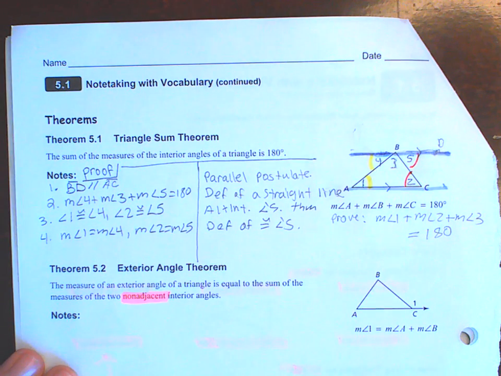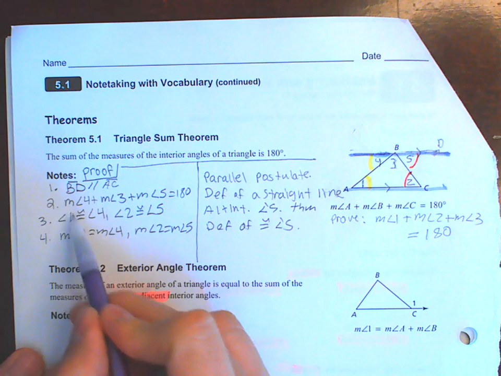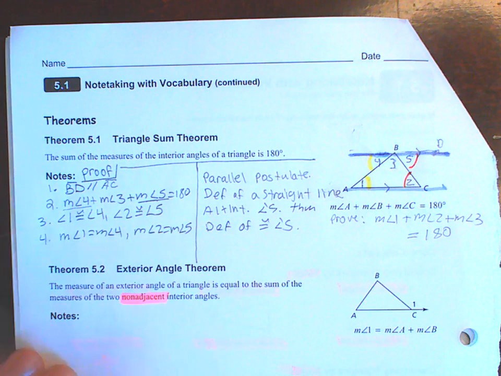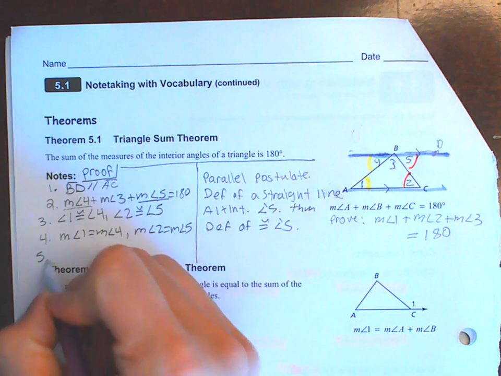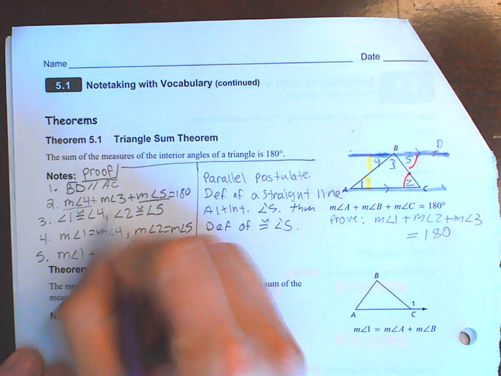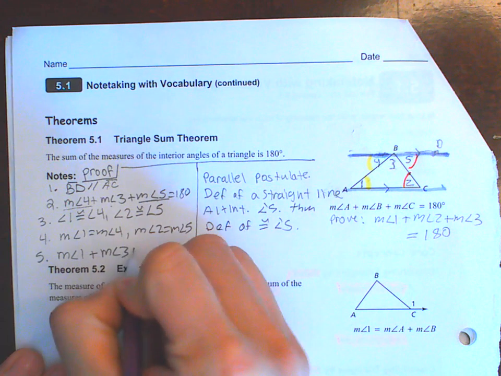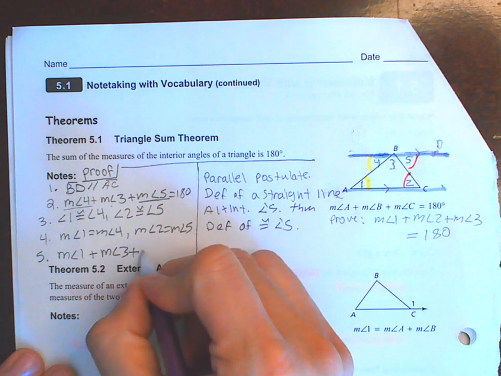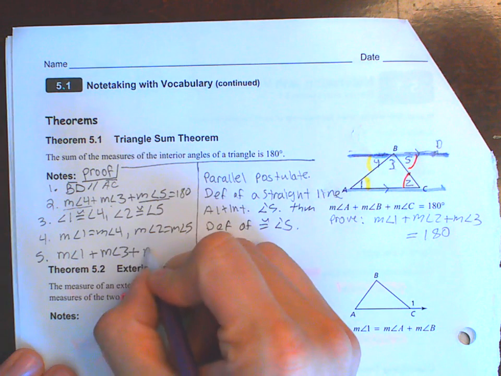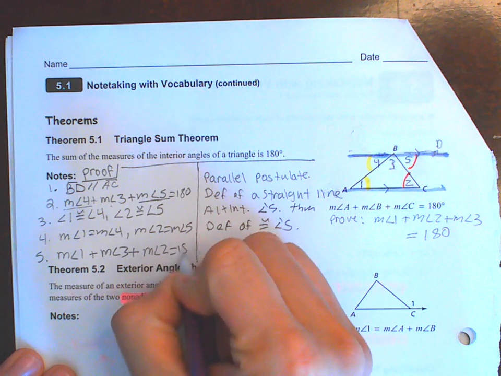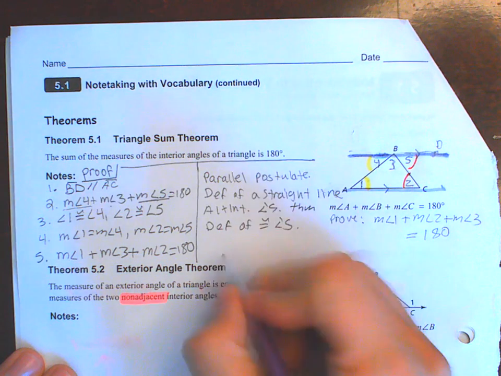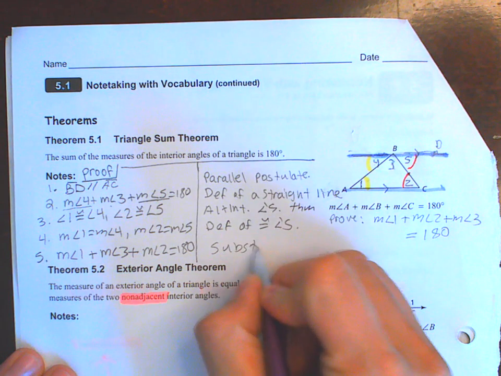Now, the reason why we did that is because now we are going to substitute here and here. So instead of the measure of angle 4, we're going to write the measure of angle 1. The measure of angle 3 stays the same. And the measure of angle 5 is going to be replaced with the measure of angle 2. Now, even though these are out of order, it's technically the same thing. Okay, what we did was a substitution.